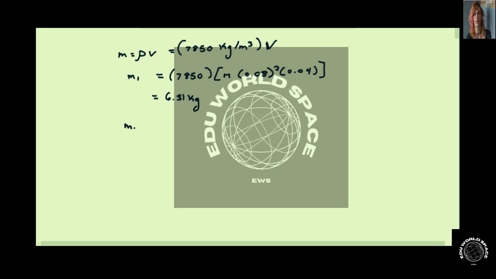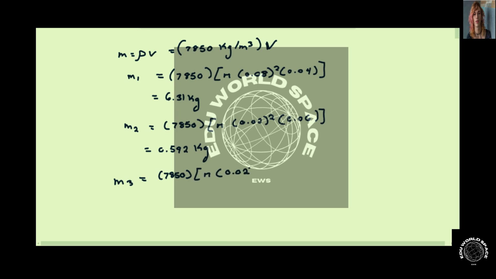And your M2 is going to equal 7,850 times pi times 0.02 squared times 0.06, and that equals 0.592 kilograms. And we have M3 equals 7,850 times pi times 0.02 squared times 0.04, and we get 0.395 kilograms. Okay.